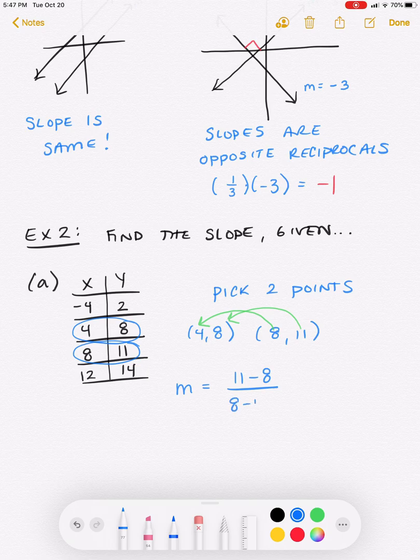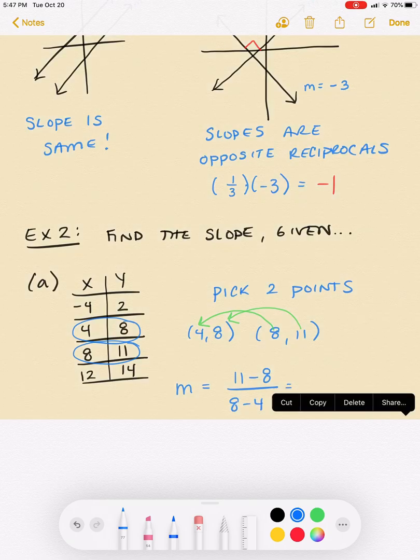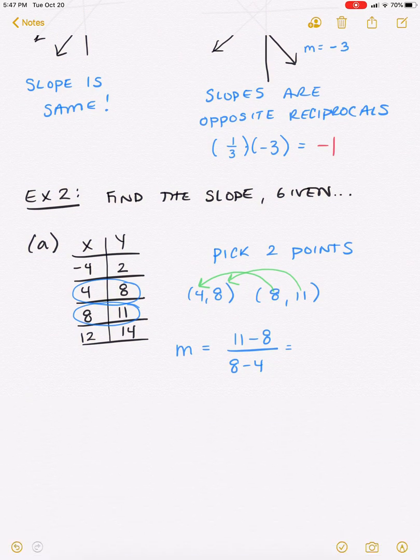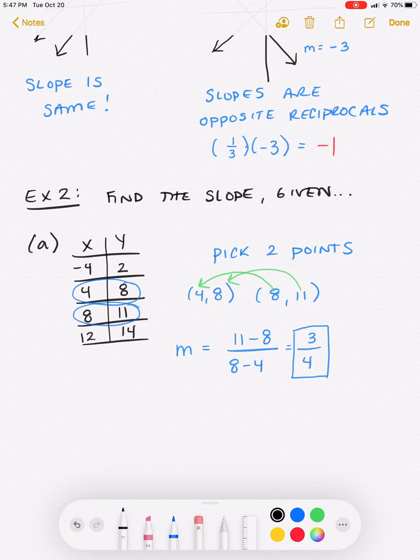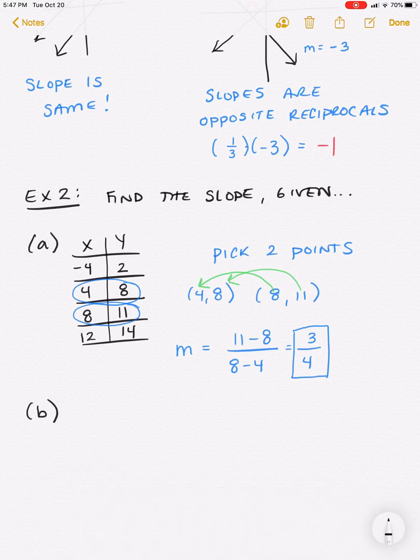And so again, just reinforcing our slope formula. 11 minus 8 is going to be 3, and 8 minus 4. And so this is reduced. This is a positive slope, 3/4. Okay, so that's what we can do if we're given a table, is we can just choose any 2 points that we want.